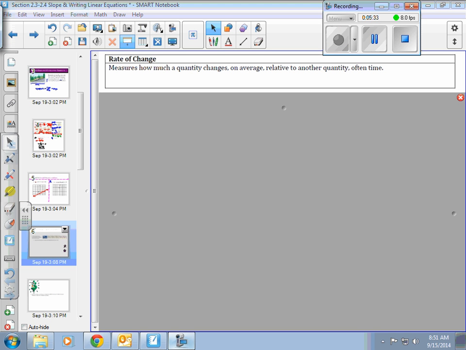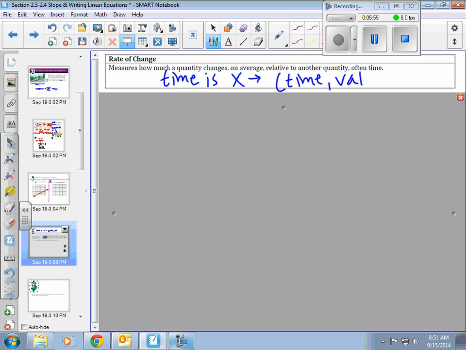All right, so rate of change, that's one thing I said earlier when we were talking about slope. It measures how much a quantity changes on average, relative to another quantity. Just so that you guys are aware, time is usually x. When we have an ordered pair, it's usually time and then whatever other value we are talking about. So it's important to know that rate of change is the same as slope, and typically it's over time. So let's look at an example.